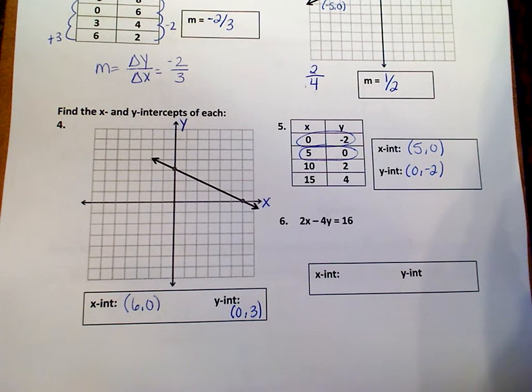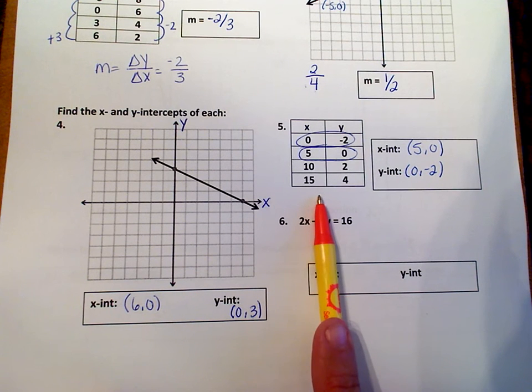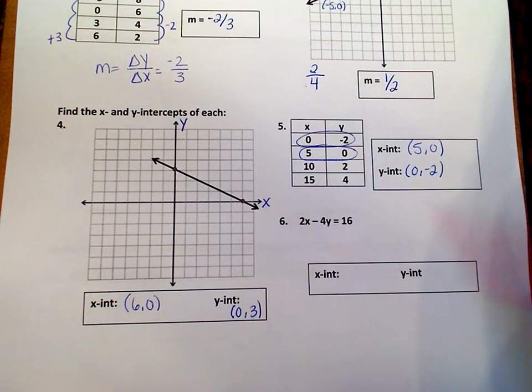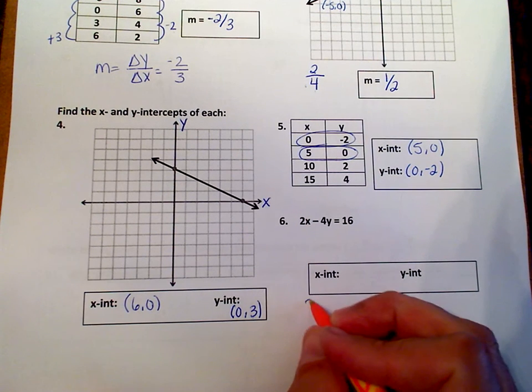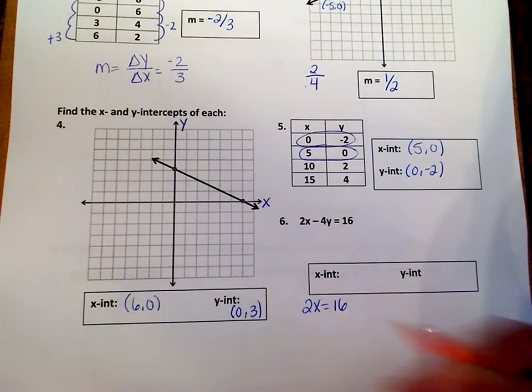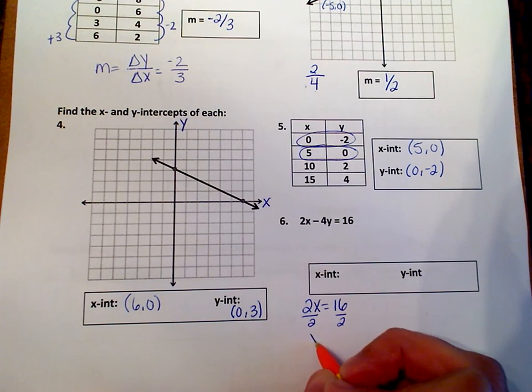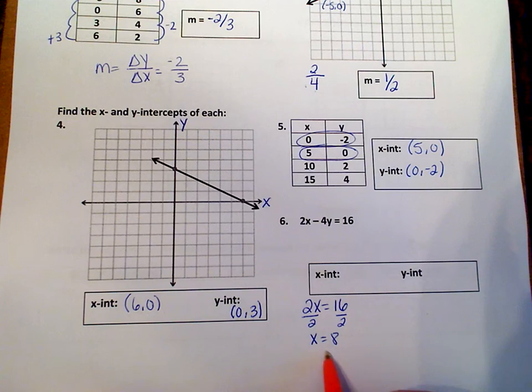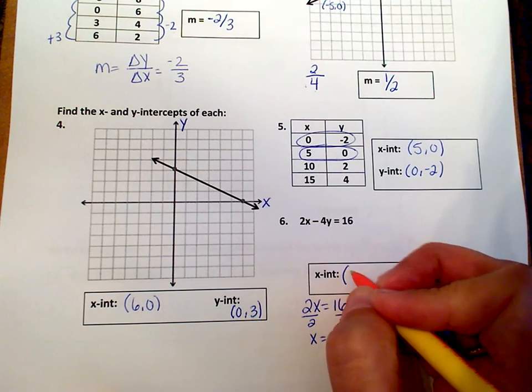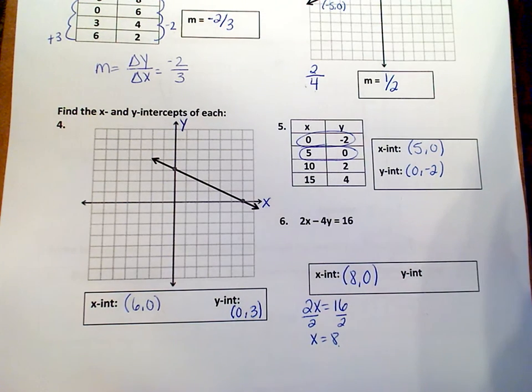Okay, on number 6, you have a standard form equation that you're finding the x and the y-intercept for. So to find the x-intercept, we want to cover up the y. So we cover up the y term because we don't want the y value in our problem anymore. And so what we're left with is 2x equals 16. So 2x equals 16. And now it's just a one-step equation. We divide both sides by 2, so x equals 8. And our x value is going to be 8, and then our y value is going to be 0.